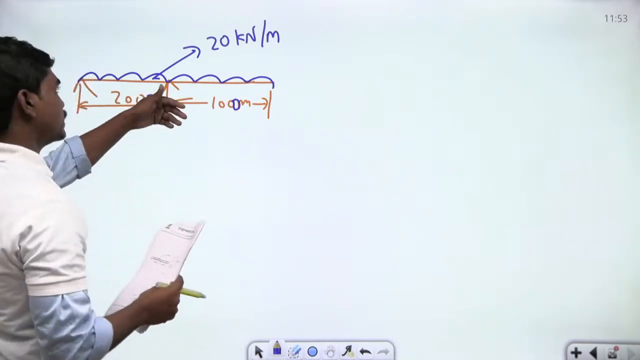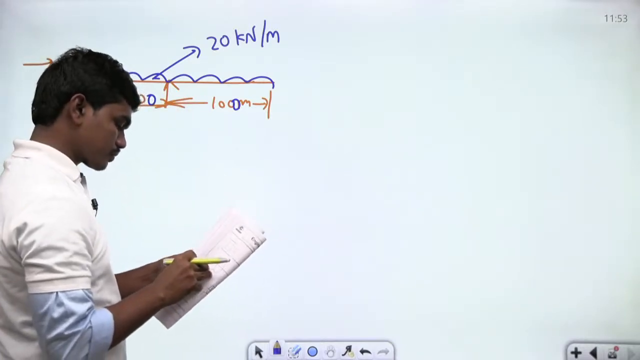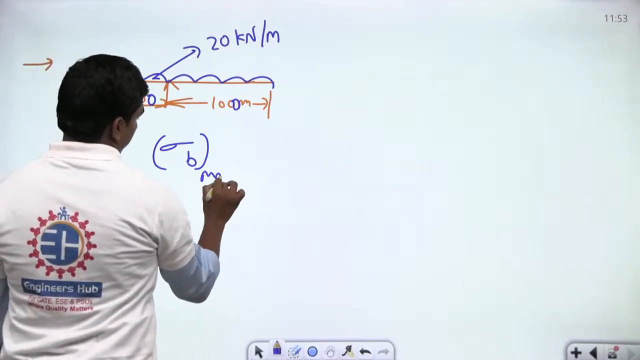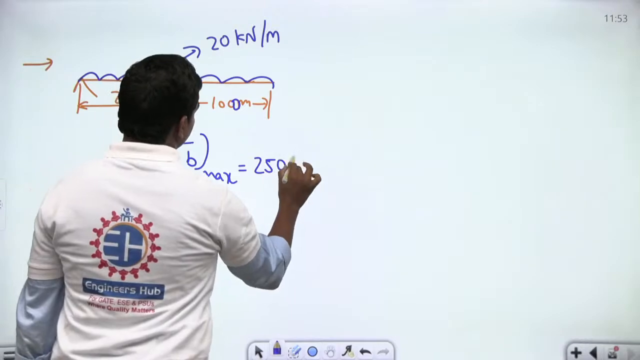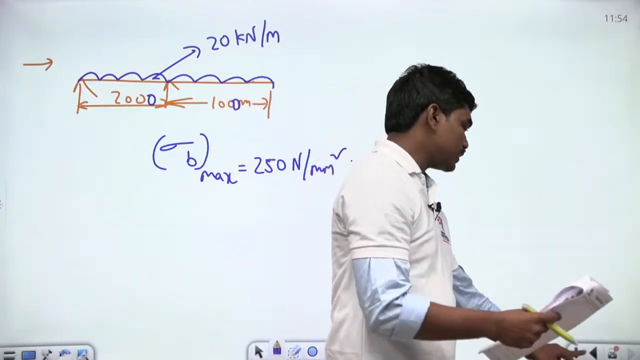So anyhow, if this is the case, then after performing the final calculations, you end up with the answer of 250 Newton per mm square for the maximum bending stress that's getting induced in this.